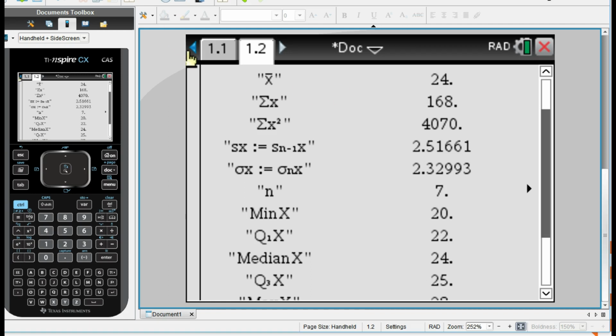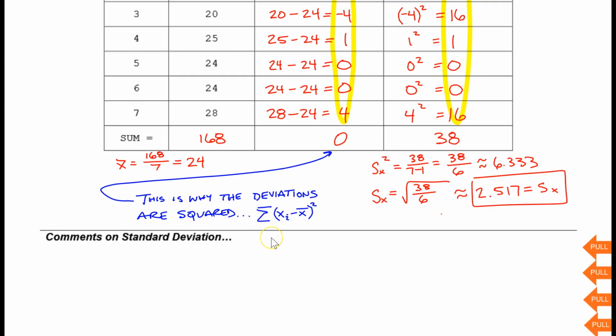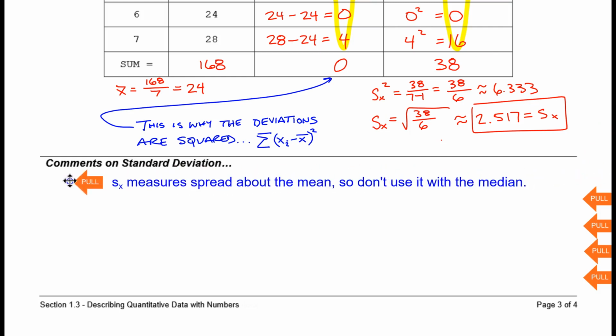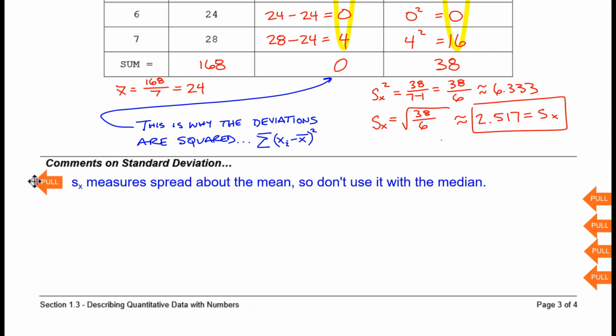Okay, let's jump back to the notes here and just talk about some comments about standard deviation. First thing I'd like to mention is the standard deviation, S sub x, measures the spread about the mean. So don't use that statistic, S sub x, with the median. Second thing I'd like to say is standard deviation has to be greater than or equal to 0.